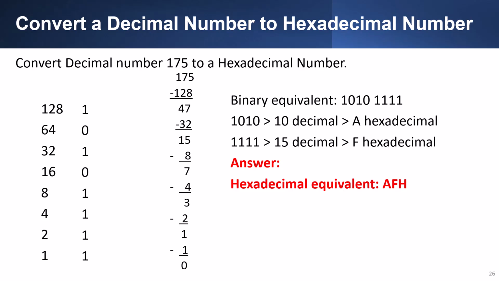1010 is equivalent to 10 decimal, which is equivalent to A hexadecimal. 1111 is equivalent to 15 decimal, which is equivalent to F hexadecimal, which gives us in its entirety AFH. The H indicates it is a hexadecimal number.